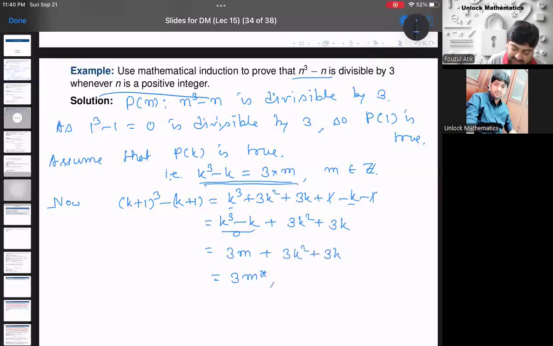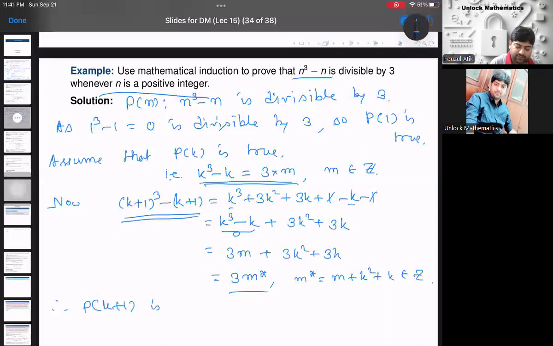What is that m star? Where m star is equal to another integer, m plus k square plus k, which belongs to Z. Therefore, this expression is a product of 3 into some integer. That means it is a multiple of 3. Therefore, this expression is divisible by 3. But what is this expression? This is P of k plus 1. If it is divisible by 3, therefore P of k plus 1 is true.